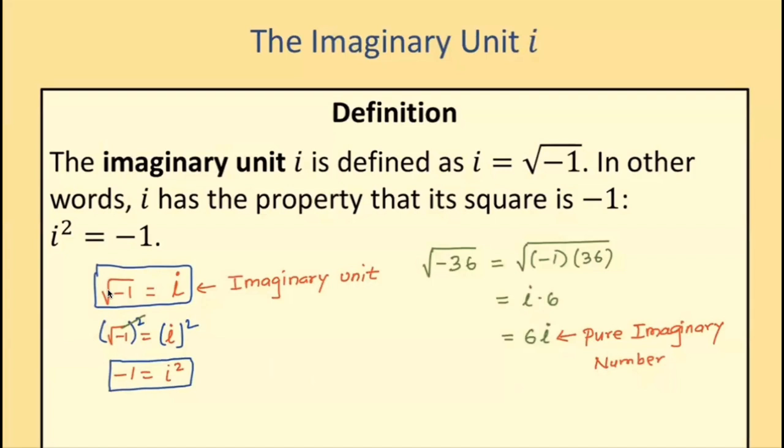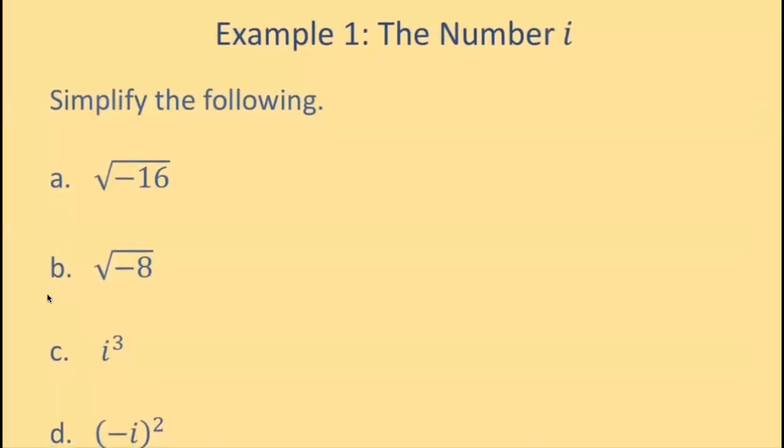Okay, let's move on to the examples then. Okay, here we go. So I have a couple of example problems here. The first one is the square root of negative 16. So let's see how we can do it, just like the previous example we did. The square root of negative 16, it is negative 1 times 16.